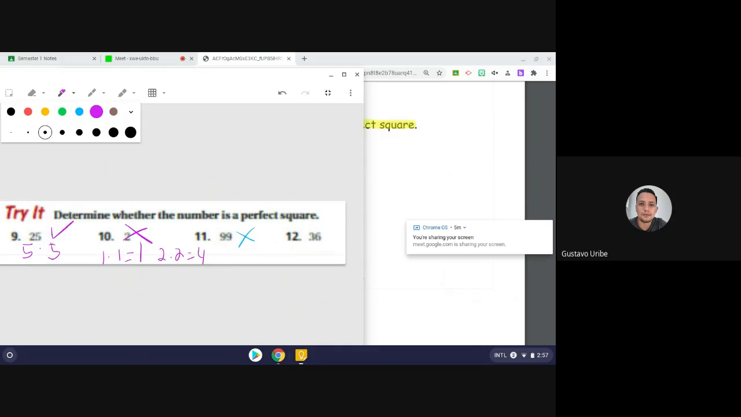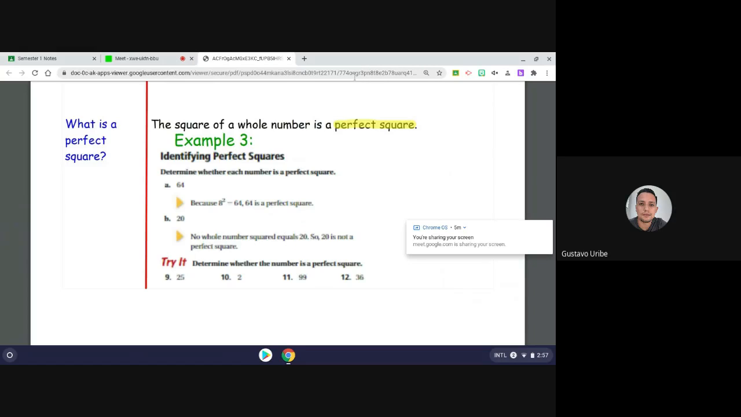And then with the last one, 36, well, 6 by 6 does give us 36. So yes, this is a perfect square. So I had 2 that were, and then 2 that were not.